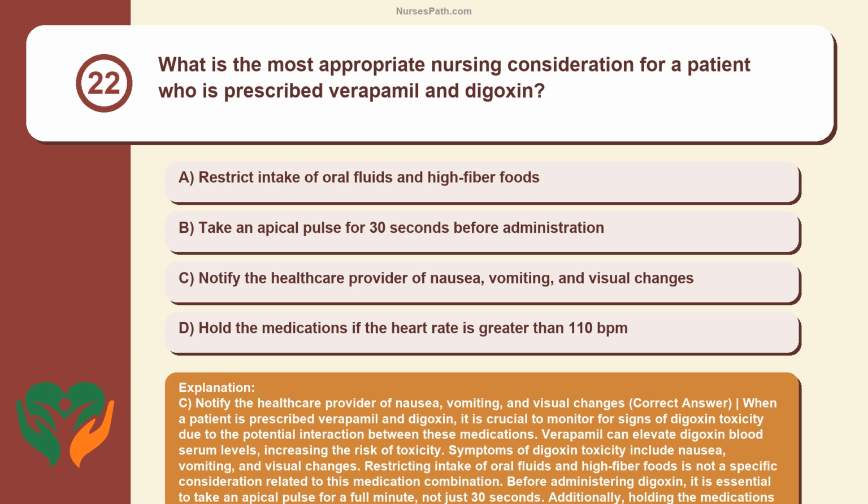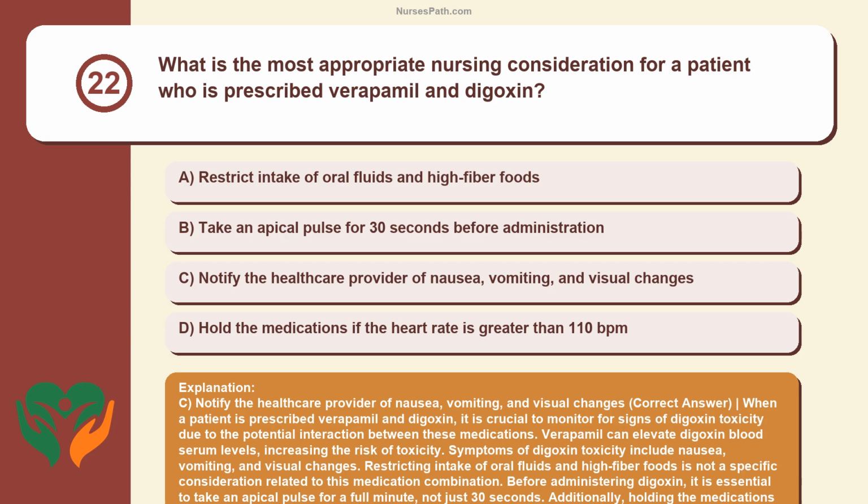C. Notify the healthcare provider of nausea, vomiting, and visual changes. Correct answer. When a patient is prescribed verapamil and digoxin, it is crucial to monitor for signs of digoxin toxicity due to the potential interaction between these medications. Verapamil can elevate digoxin blood serum levels, increasing the risk of toxicity. Symptoms of digoxin toxicity include nausea, vomiting, and visual changes.